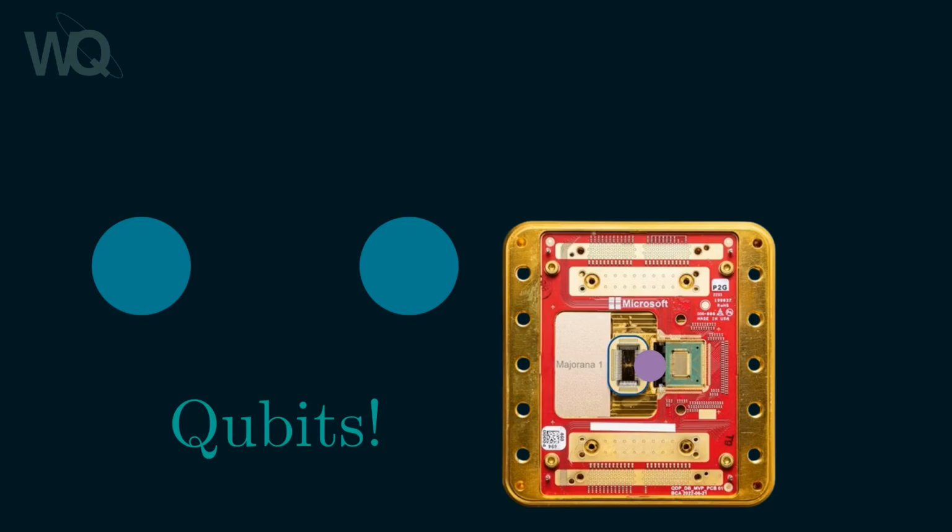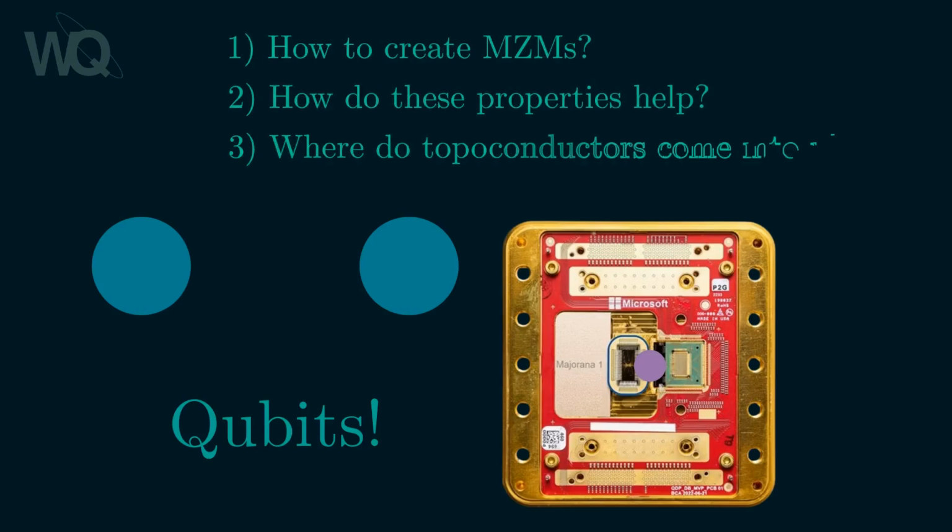But how do we actually get these MZMs in the real world? And how do properties like topological protection and non-localization actually help? And where do topoconductors and topological computation come into play? These are all very deep questions which we won't have time to cover in this video.